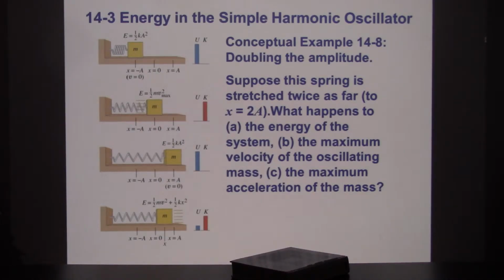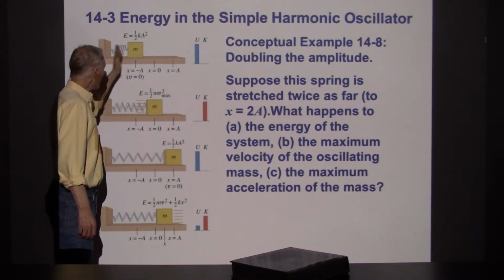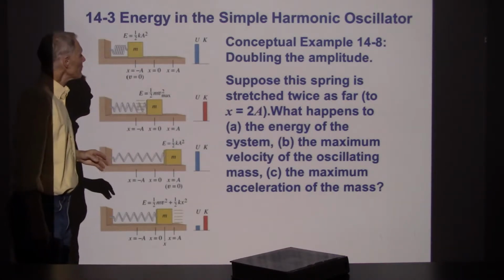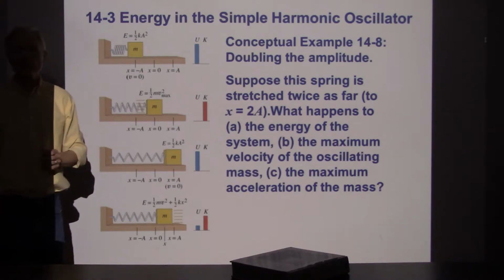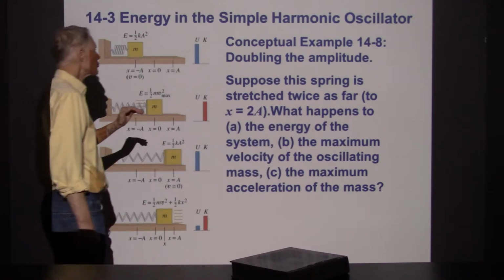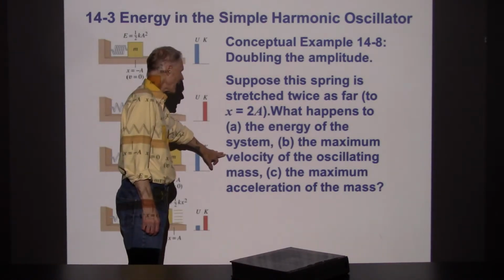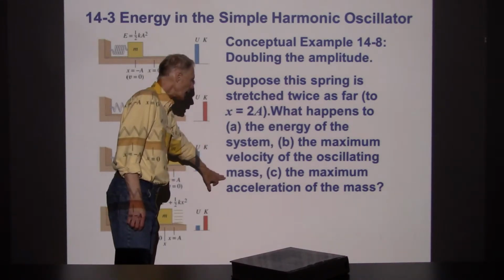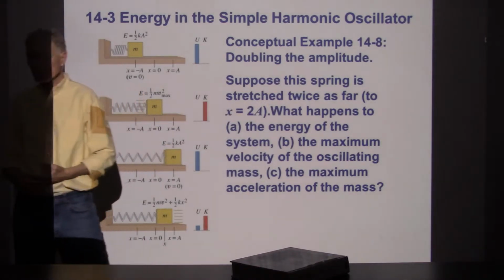Let's see. So we're back to looking at energy in a simple harmonic oscillator. This thing is oscillating back and forth. And what they say is, what happens if we double the amplitude? So we pull the object back twice as far. How much energy would that correspond to? And then also what would happen to the maximum velocity, the maximum acceleration if we double the amplitude?